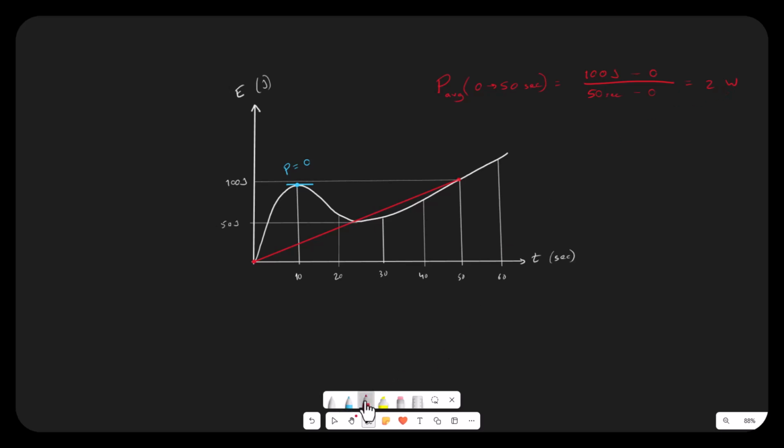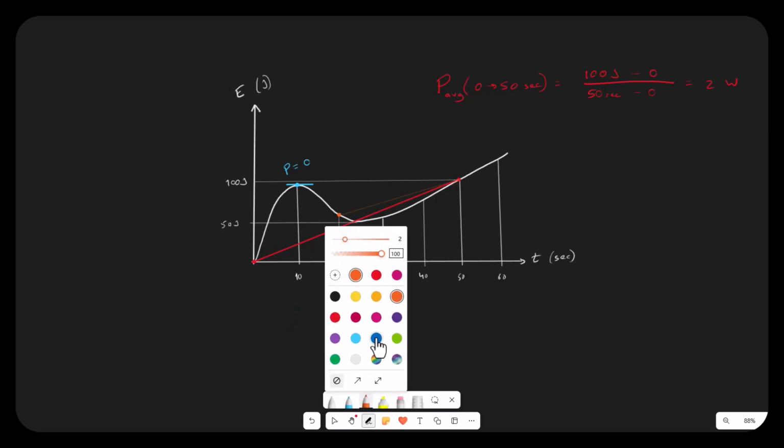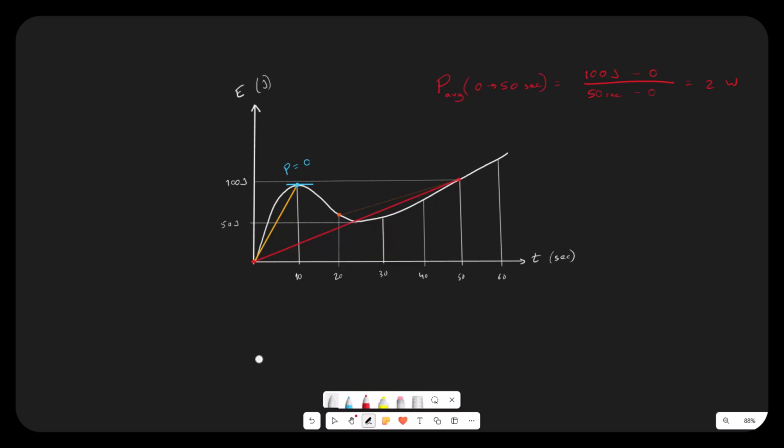If I looked at my average power over a different time interval, for example between 20 and 50 seconds, I get a less steep slope. That's going to be less power delivered. If I looked over the first 10 seconds, I get a very steep slope. That's going to be a much higher power delivered.